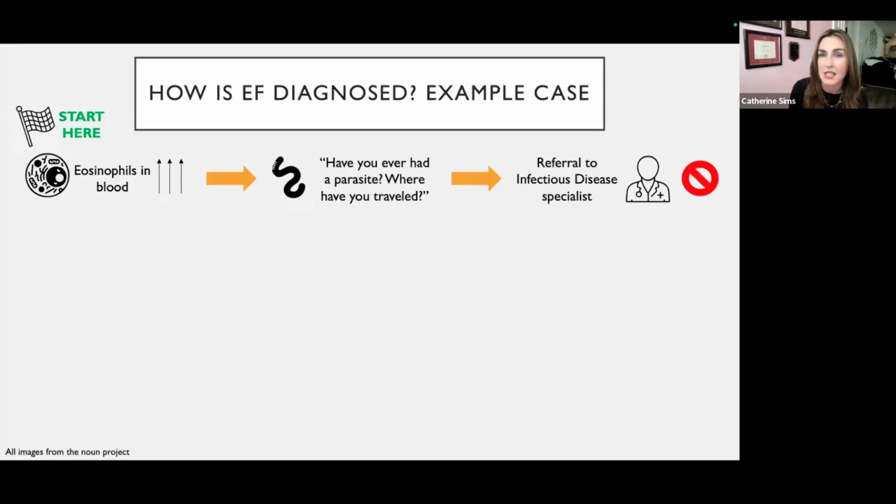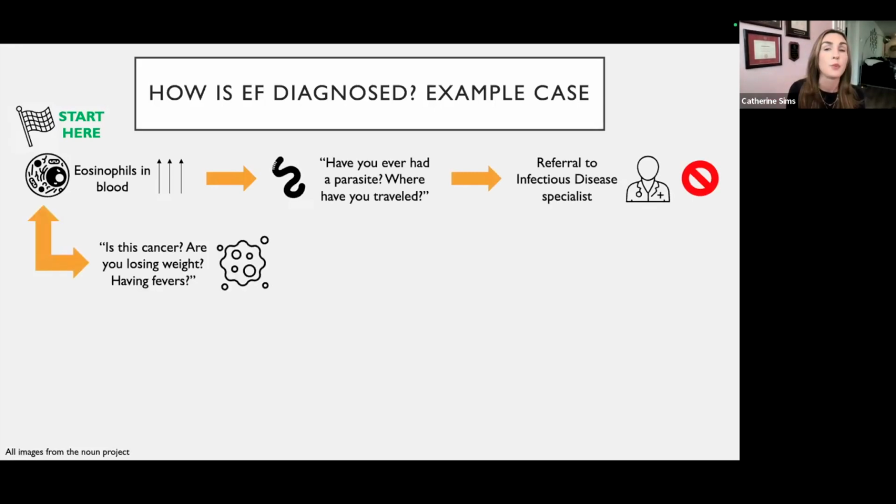So you see infectious disease and they're like, "You don't have a parasite. That's not what's going on here. Go back to your primary care doctor." And your primary care doctor is like the quarterback in all of this. So they say, "Okay, I wonder if this is potentially cancer." And they ask you, have you been having fevers? Are you sweating a lot at nighttime? Have you been losing weight and not meaning to? Then they'll refer you to a cancer doctor or a hematologist oncologist.